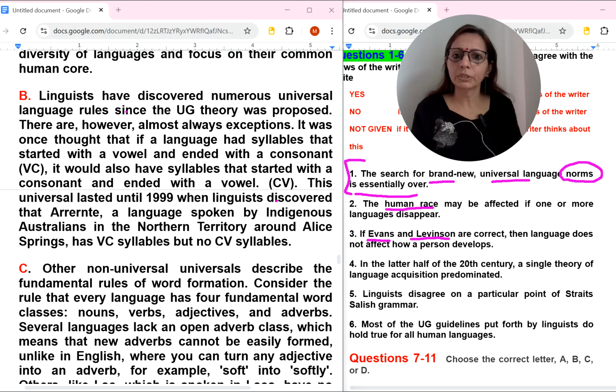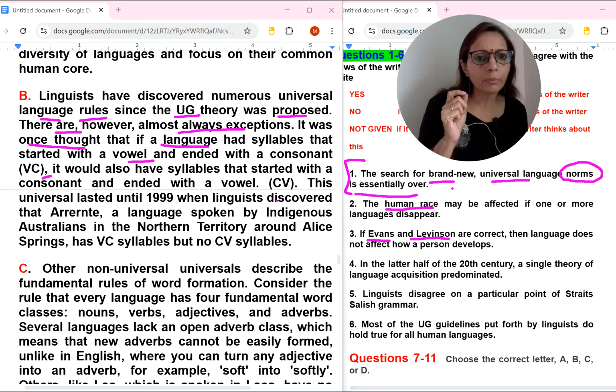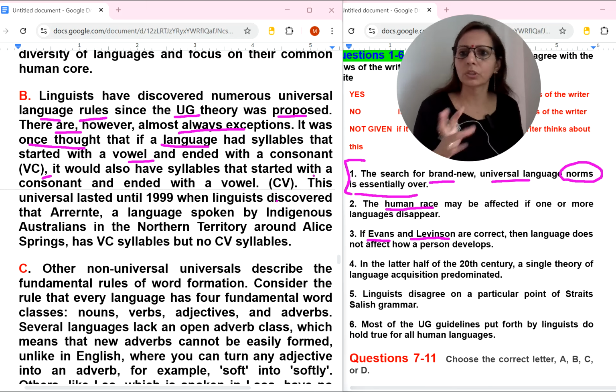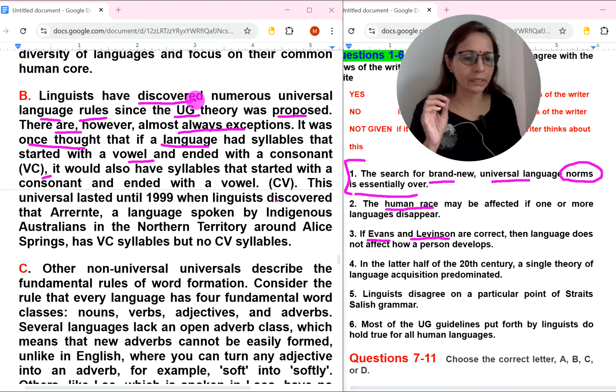Now in the second paragraph we can see universal language, UG. Linguists have discovered numerous universal language rules. Okay, universal language is here. Rules, yes, we have got the location. Since the UG theory was proposed, there are however almost always exceptions. It was once thought that if a language had syllables that started with a vowel and ended with a consonant, okay, the search for brand new universal language norms is essentially over. Linguists have discovered, okay, search, it is there, numerous universal language rules since the UG theory was proposed.